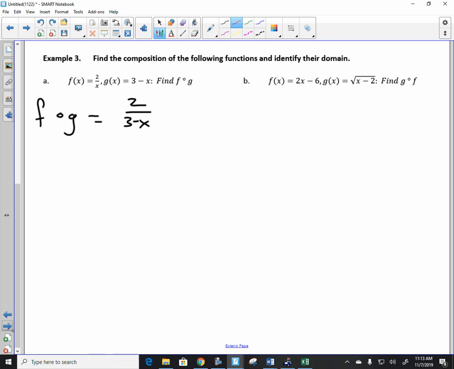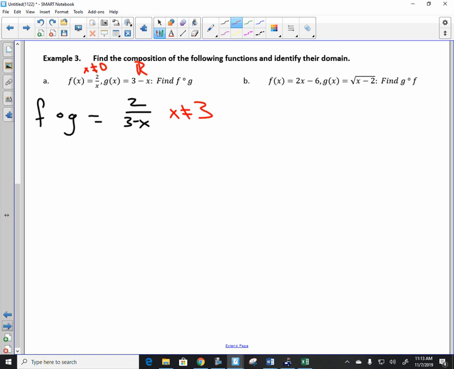Look at the original functions. The domain here would be x can't be 0, and the domain here would be all real numbers. Remember when we talked about combining functions earlier, and we said that the domain would be the overlap between the two? Well, if you look, the domain here is not the overlap. It's simply x cannot be 3. Would you agree? So you don't look at the originals. You have to look at the composition.